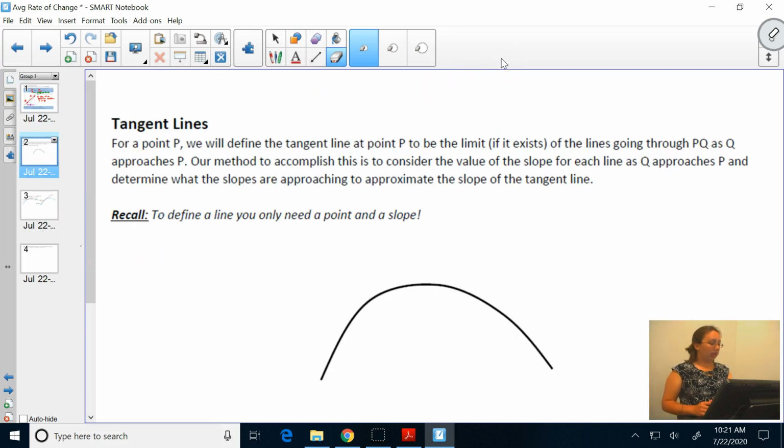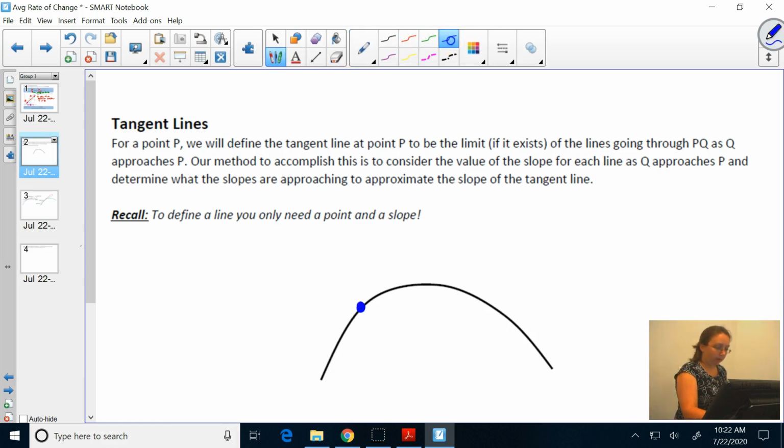So tangent lines are used a lot in calculus, to put it mildly. I'm going to try and draw you a picture of how we create tangent lines. So first, let me read the description for you. Tangent lines. For a point P, so let me pick a point P on my curve here. We're going to call this one P. We will define the tangent line at that point P to be the limit. Now, have we really talked about limit? No, but I'm going to guide you towards the concept as we go through these topics.